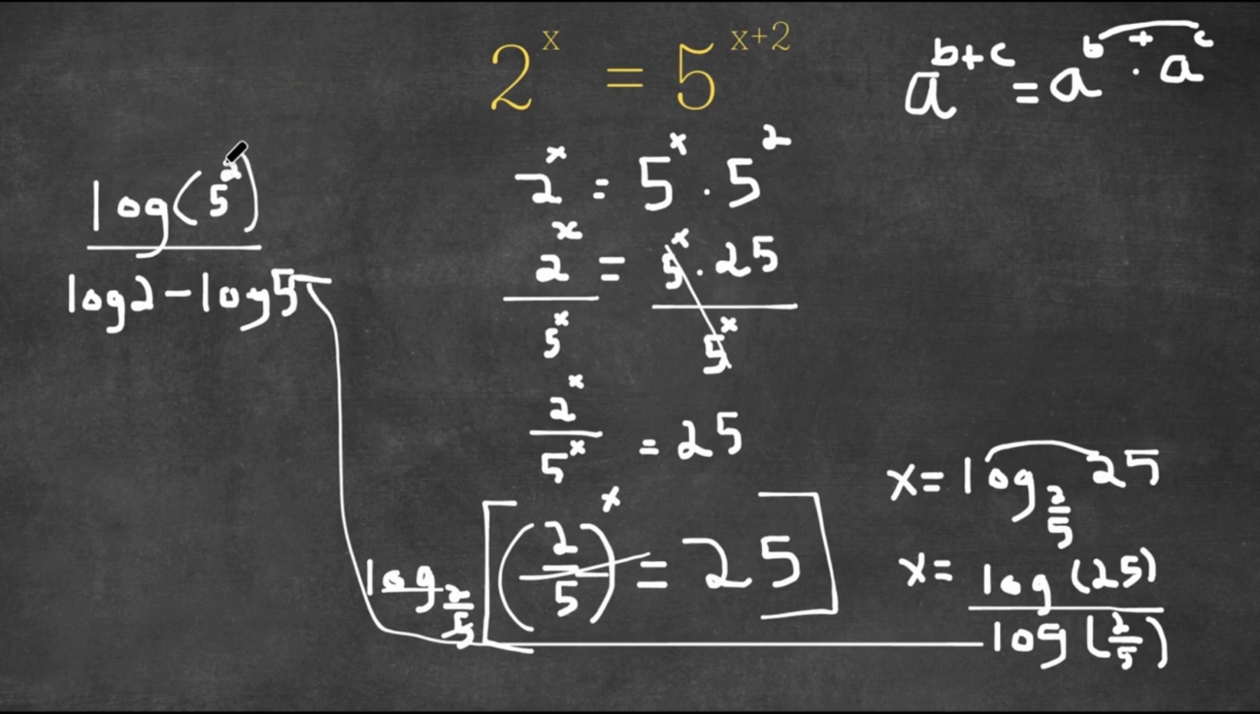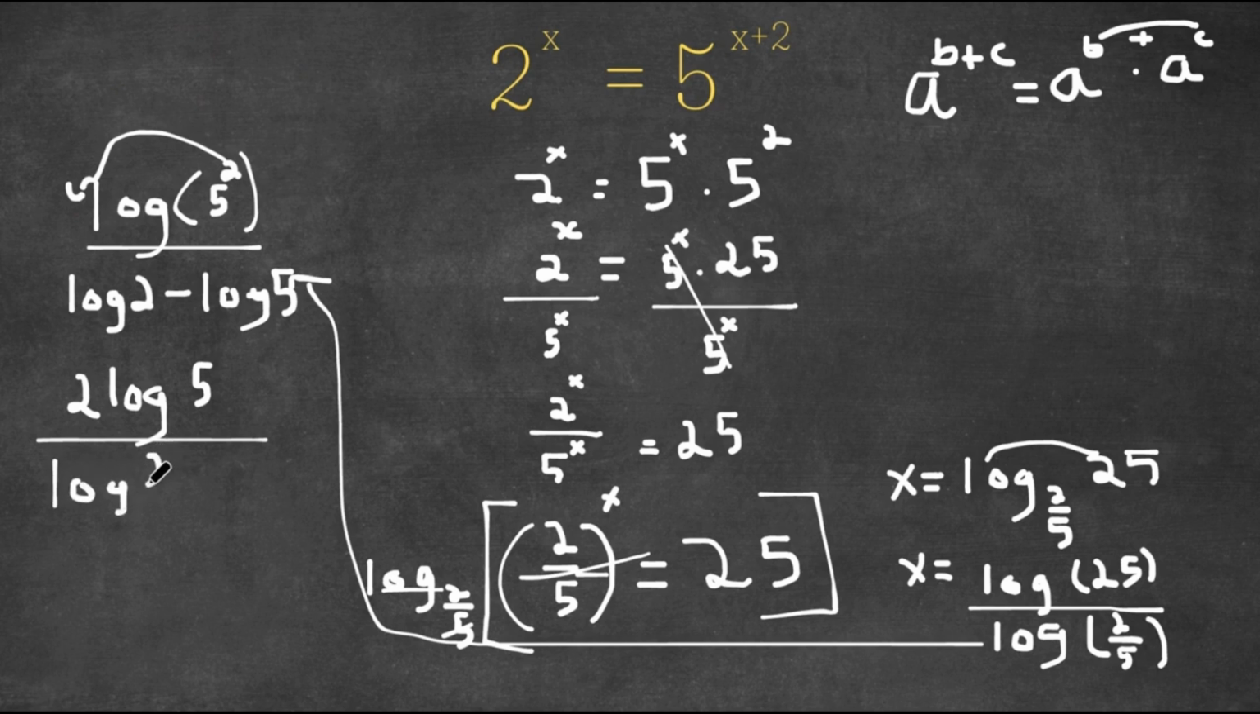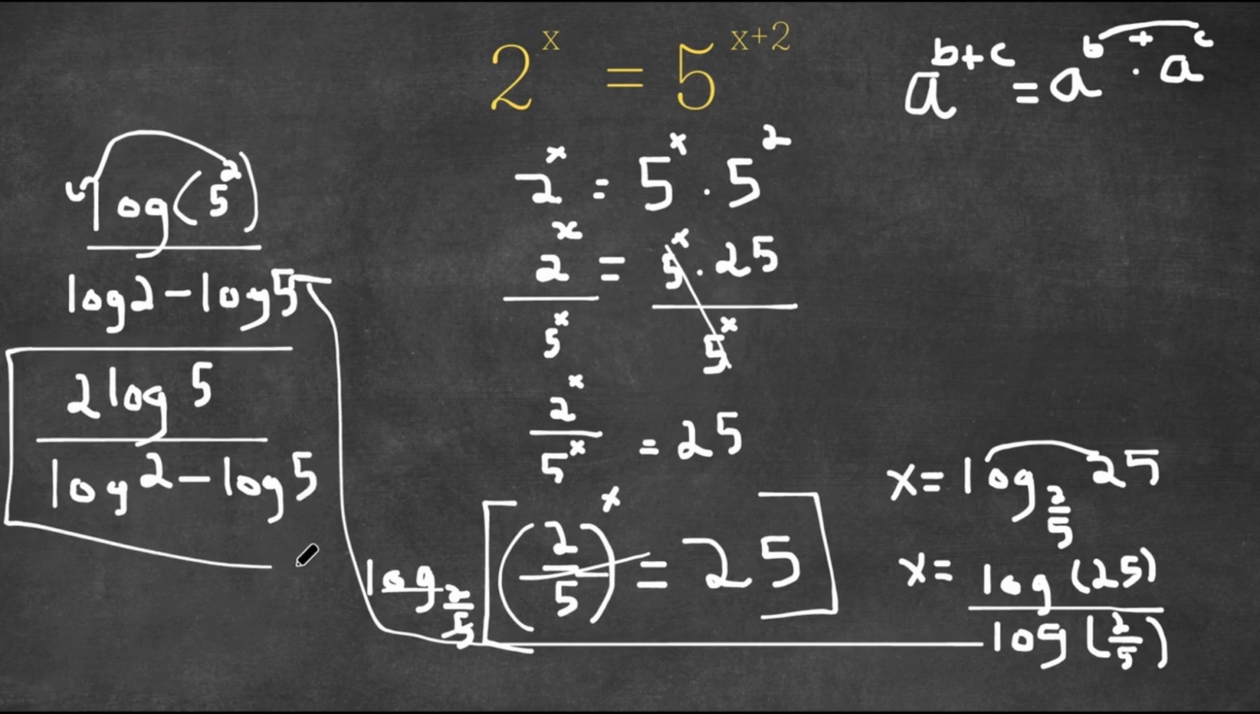And an important property of logarithms, the power property, states that we can just drop down the exponent in front of the log. So this can equal 2 log 5 over log 2 minus log 5. And this is our answer in its simplest form. If we want a simpler form, we need to use a calculator for that, but this is the simplest form we can write our answer in.